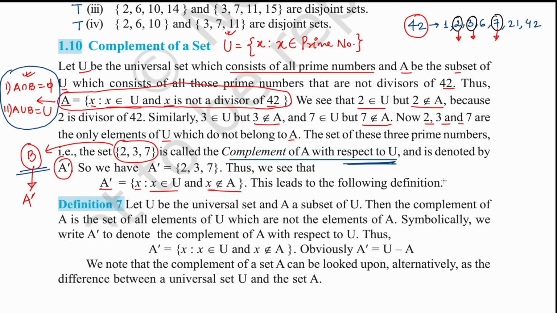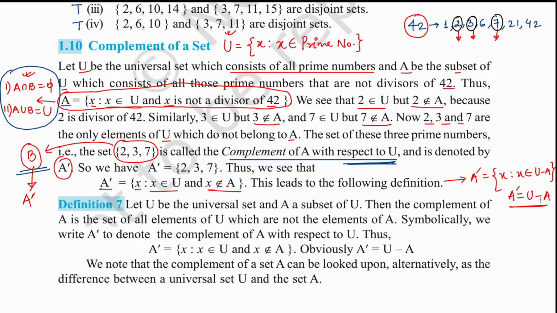Now, since we have also studied the difference of sets, this could also be represented as: A dash is a set or collection of all x's such that x belongs to U minus A, because you want to include the elements of U, but you do not want to include the elements of A, right? So in set form, you can also say that A dash is equal to the universal set minus A. That means the difference of the universal set and A, right?